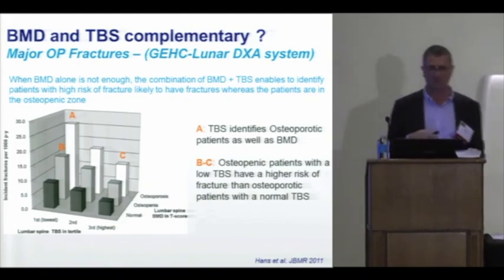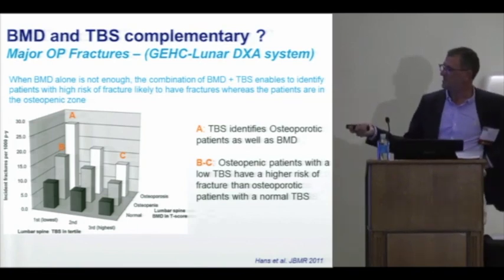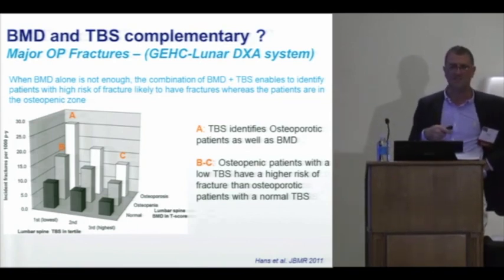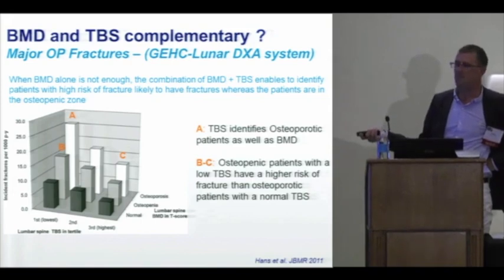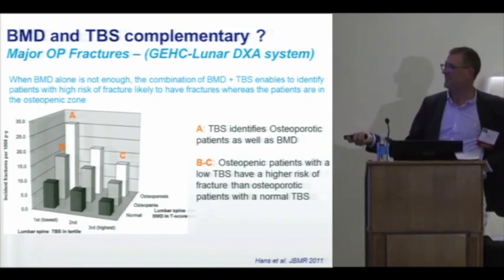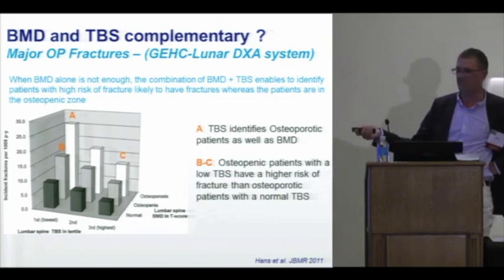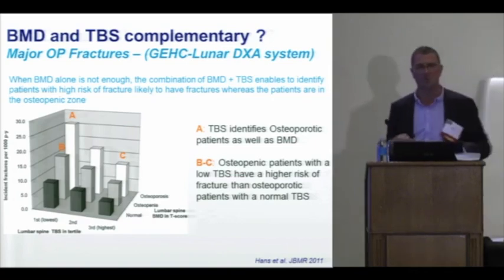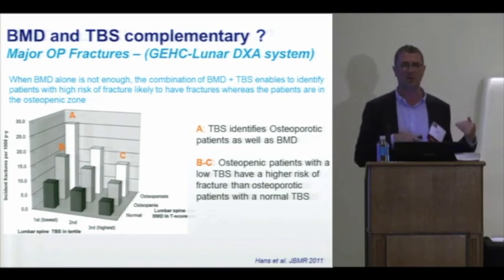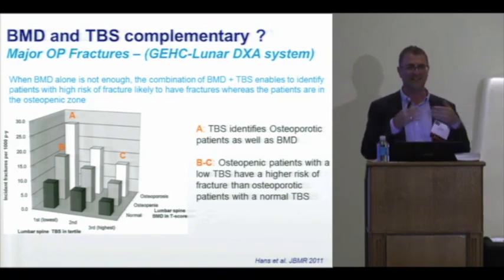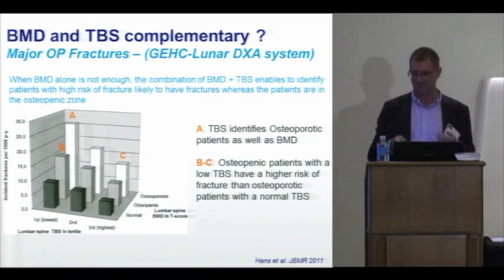in that group. And more importantly, what is interesting is that the incidence of fracture in osteopenic patients with highly degraded TBS is significantly higher than in an osteoporotic patient with a normal structure of the bone. And that way we have that overlap.